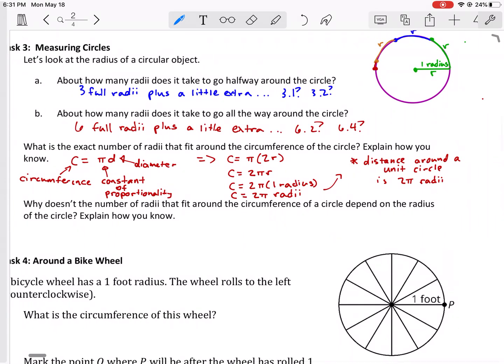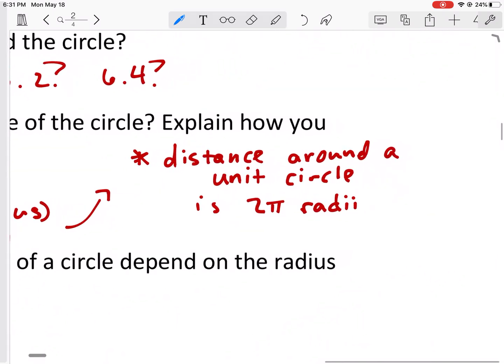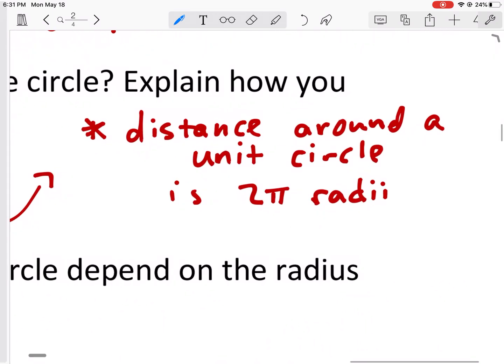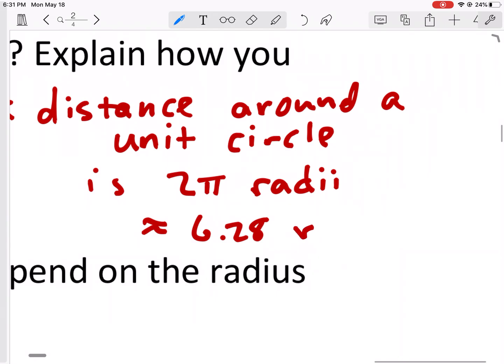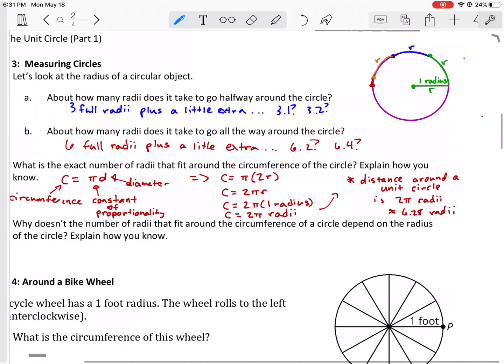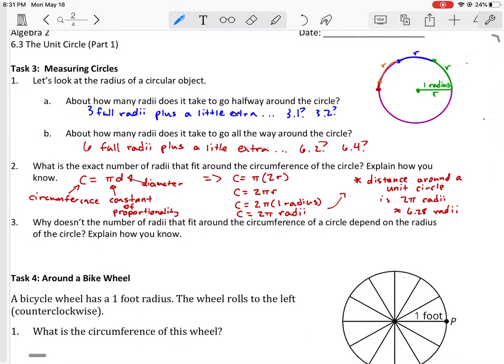So what is the exact number of radii that fit around the circumference of a circle? 2 pi. Well, what is 2 pi? Approximately, that's 3.14 times 2, so 6.28 radii. All right, and lastly, why doesn't the number of radii that fit around the circumference of a circle depend on the radius of the circle?